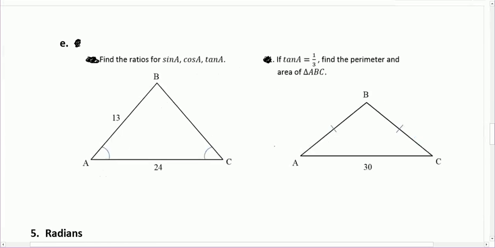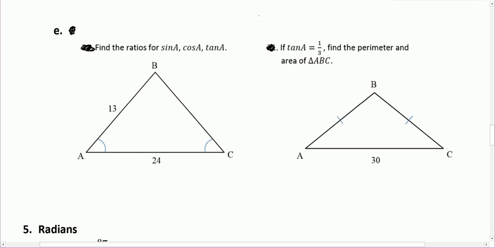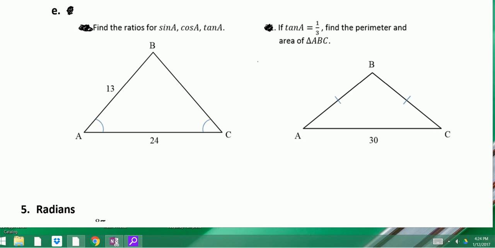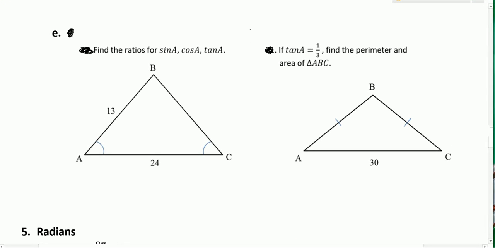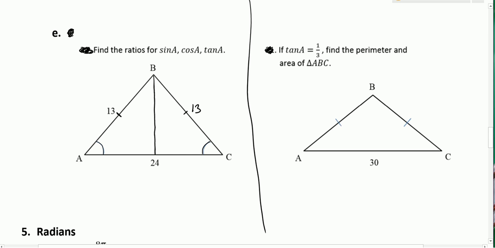Alright, next part. We have two different problems in one here, so I'm going to work on the left half first. And notice we have an isosceles triangle. The base angles are the same, so length AB, which is 13, matches length BC, which is also 13. And if I drop an altitude here, I create a right triangle, with each right triangle having base length 12.